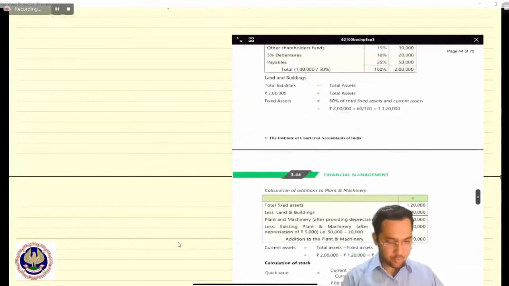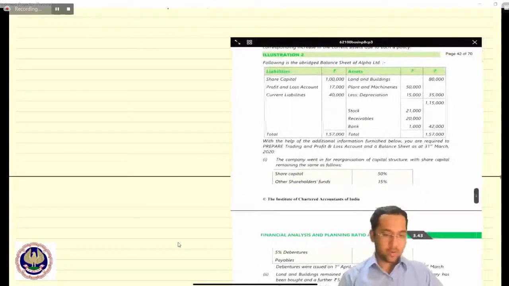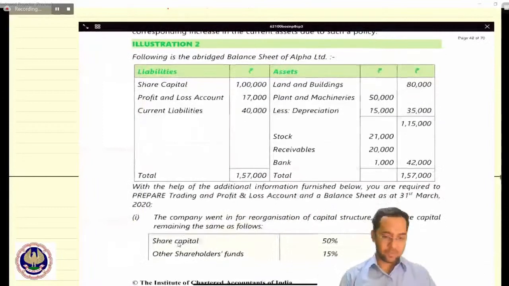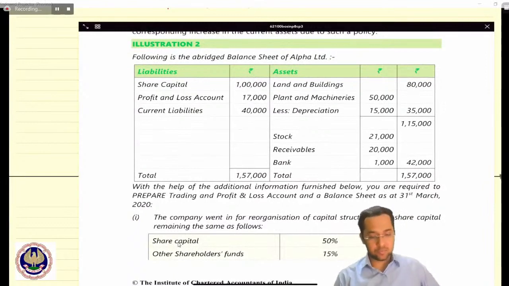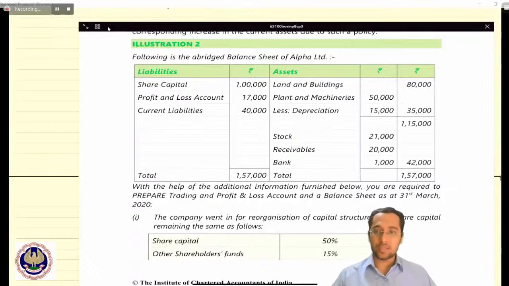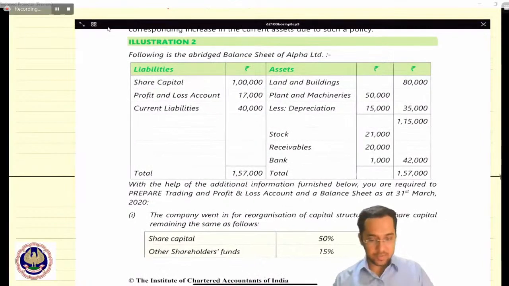Question number 2 is an elaborate one. It has a lot of things because we have to prepare the next year's trading and P&L account as well as a balance sheet. So let's get started with the question, guys.